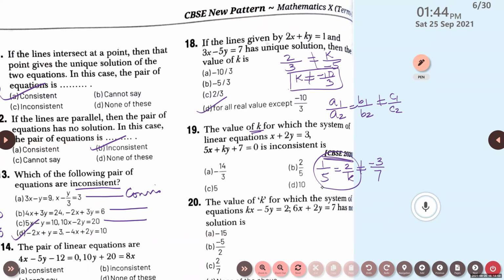Johan, what is the value of K? John, what about the value of K? From this part, what can you say about the value of K?